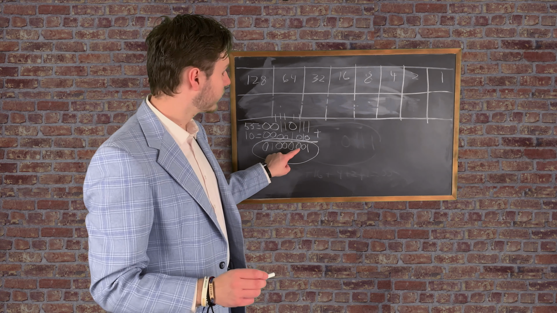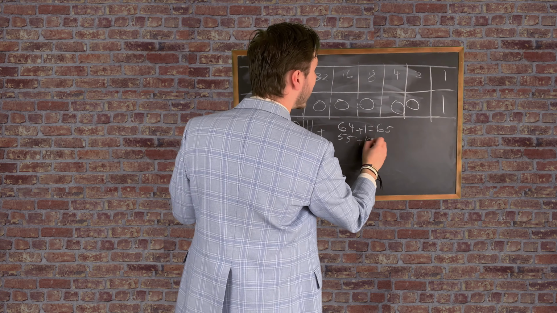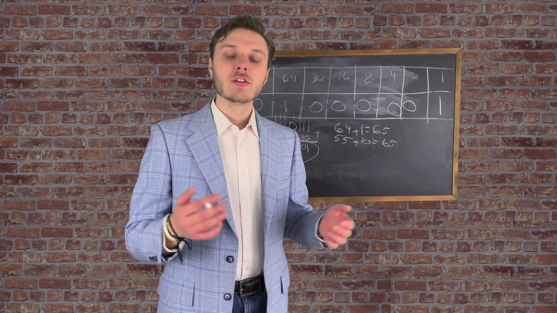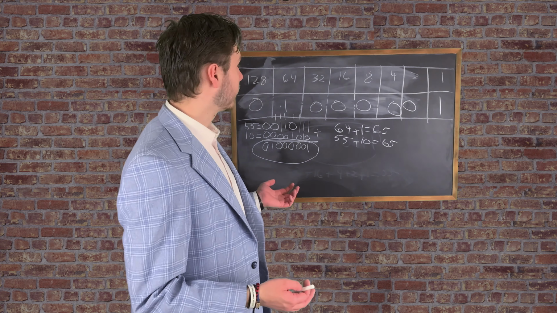All right, so how do we know our answer? Well, that's why I left the table there. We're going to plug this number into our table and check and see if it's correct. So we've got 0, 1. So then we just add up the columns that have 1s in them. So we got 64 plus 1 equals 65. And of course we know that 55 plus 10 equals 65. So that's binary with addition.